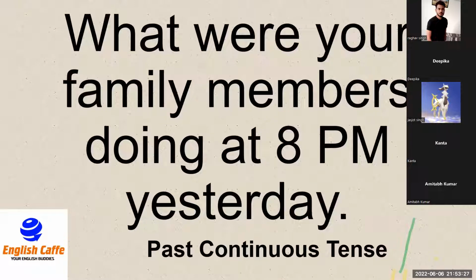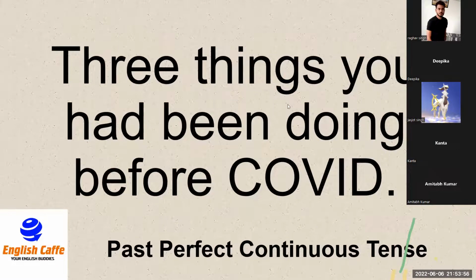Like if I ask you this question, what were your family members doing at 8 p.m.? If you're only talking about a particular point of time, 8 baje, at 8 p.m. par, then you will use was, were. Like I was cooking, I was watching TV. But if you're talking about the duration, if you're talking about how long, then you will use has been, have been, had been, etc. That's what we're going to do. So that's what we're going to practice next.